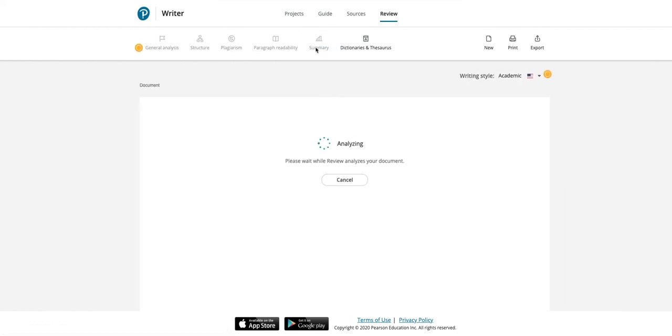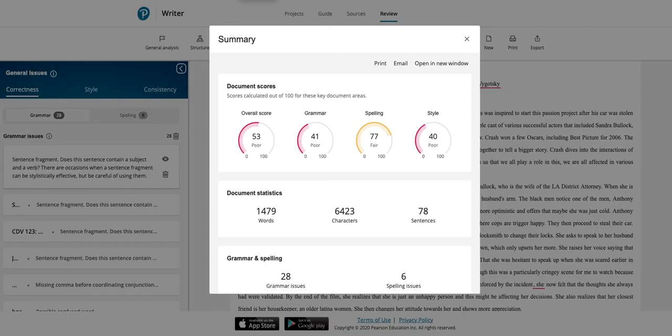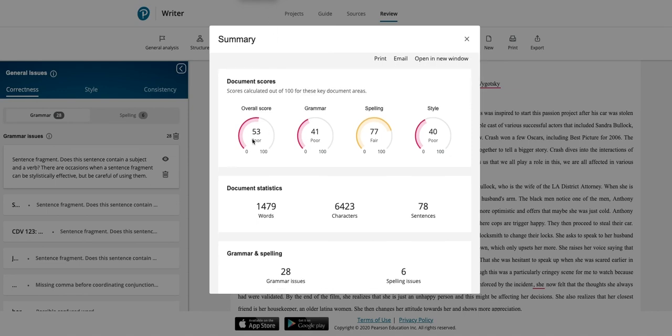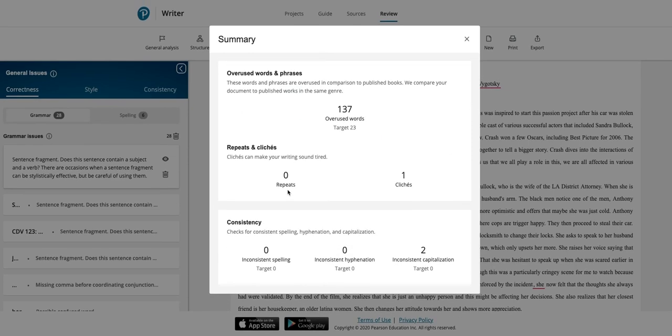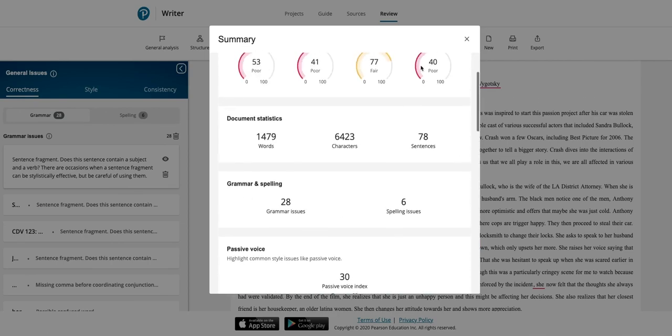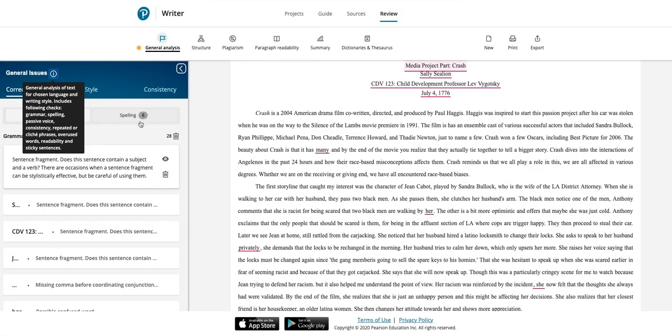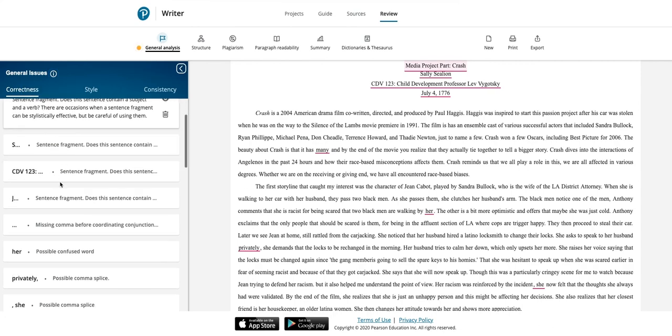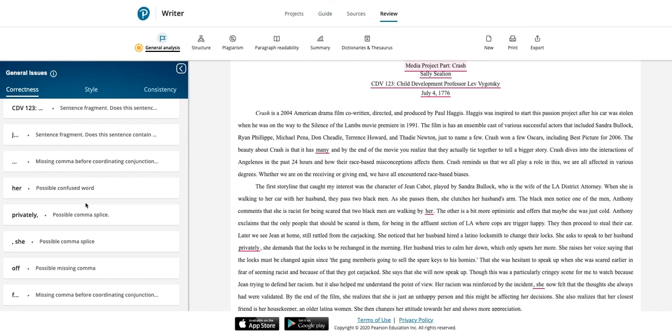And finally, we're going to the summary. And now here's my summary report. So this is a pretty thorough summary. If I close this now, it brings us back to general analysis. If I wanted to go a little deeper or spend time to go through each of those identified things, I could. I wanted to show you what each of these items in Pearson Writer Review could do for you.